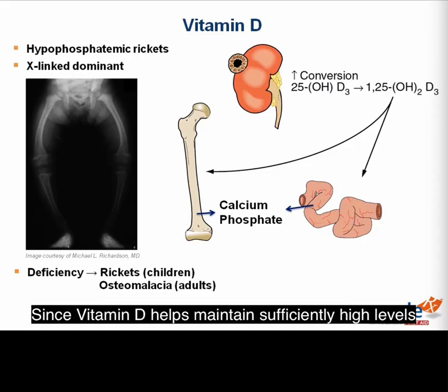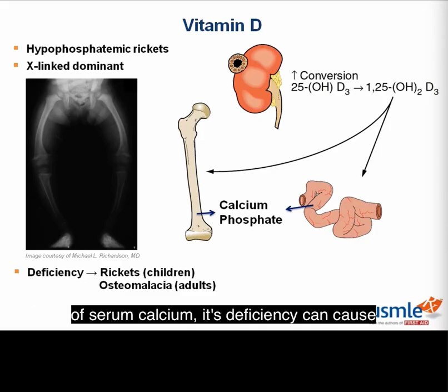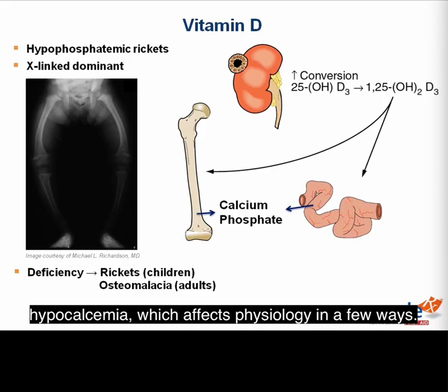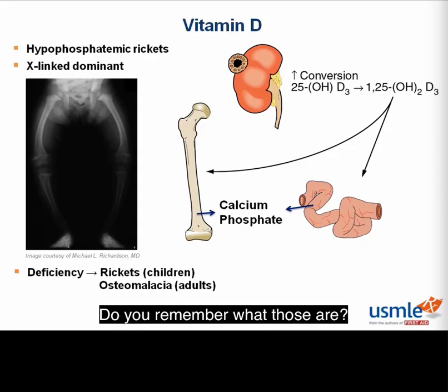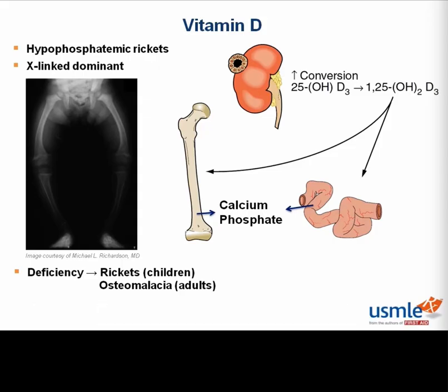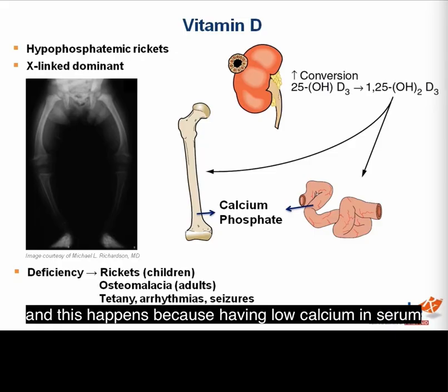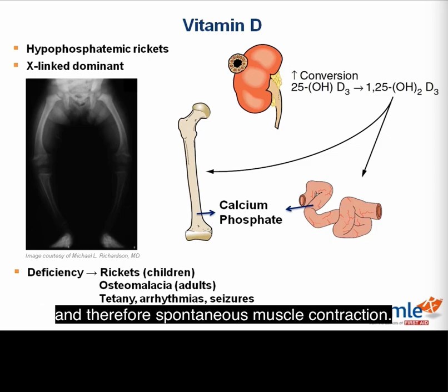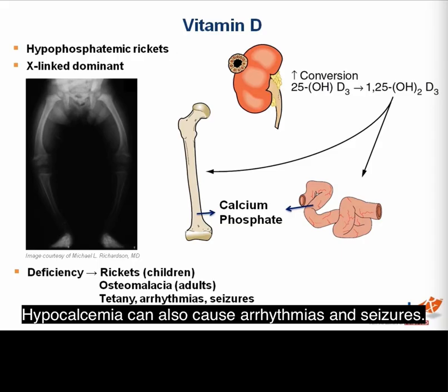Since vitamin D helps maintain sufficiently high levels of serum calcium, its deficiency can cause hypocalcemia, which affects physiology in a few ways. Do you remember what those are? One of the main symptoms is tetany, and this happens because having low calcium in serum allows sodium to enter cells, causing depolarization and therefore spontaneous muscle contraction. Hypocalcemia can also cause arrhythmias and seizures.